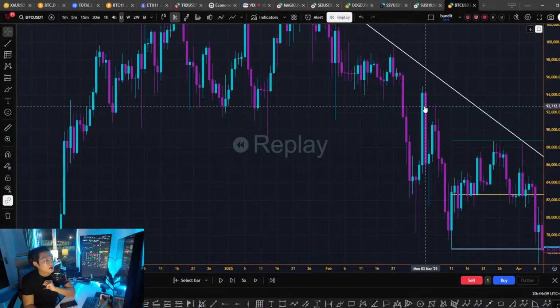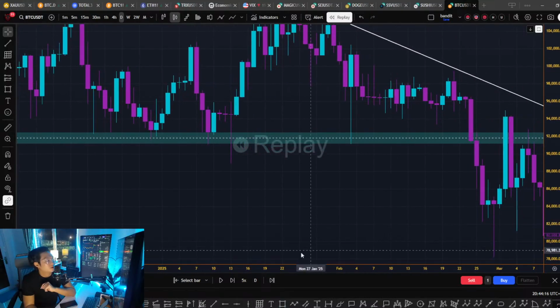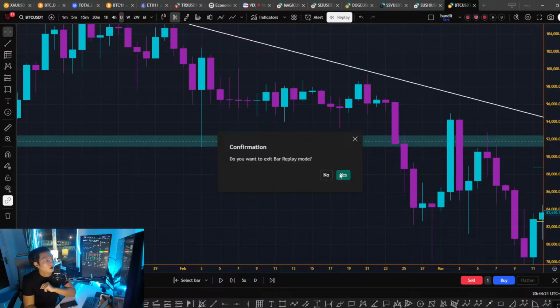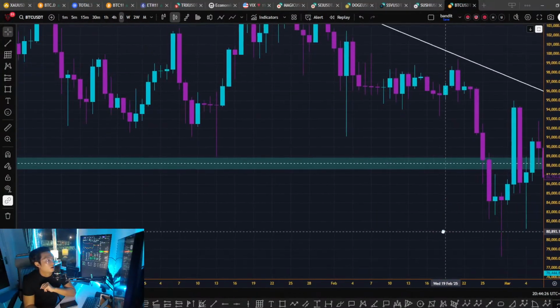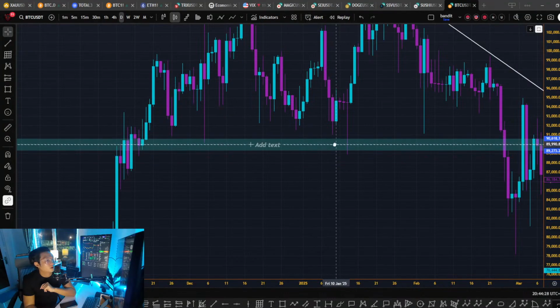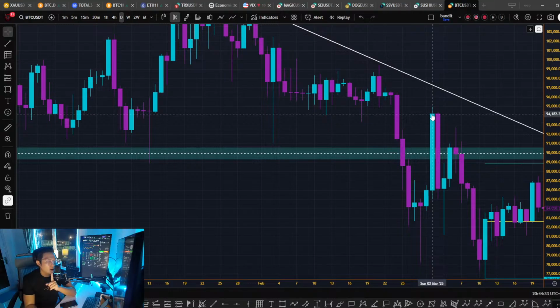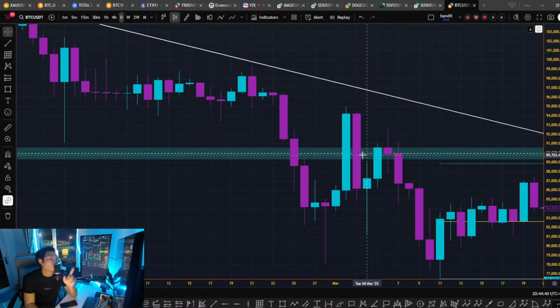Okay, we can see it clearly here. This is our previous support in here. All right, you see here previous support. After downtrend, it's going back up. Break the resistance, support become resistance. But we need to wait. Like I told you guys, we need to wait for the confirmation.